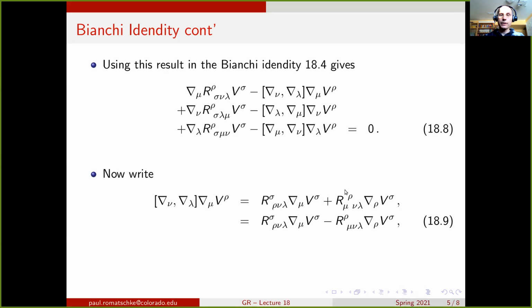We can use the properties of this R tensor to show that R is antisymmetric in the first two and last two indices. So in particular, R with mu downstairs, rho upstairs is minus R with rho upstairs, mu downstairs, which we have used in the second equation here.